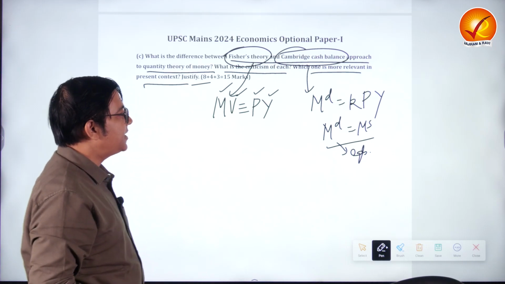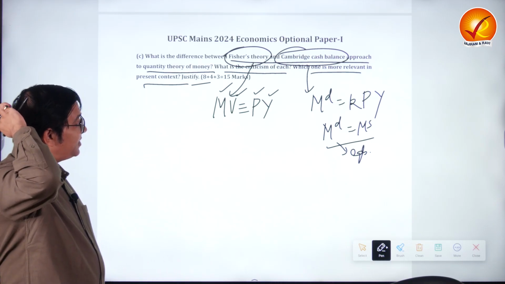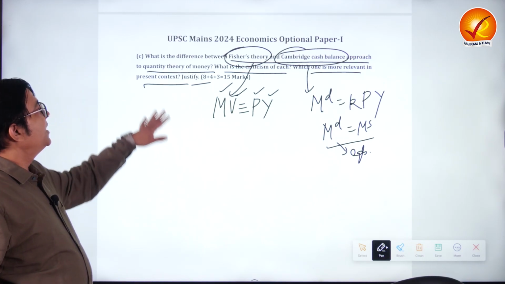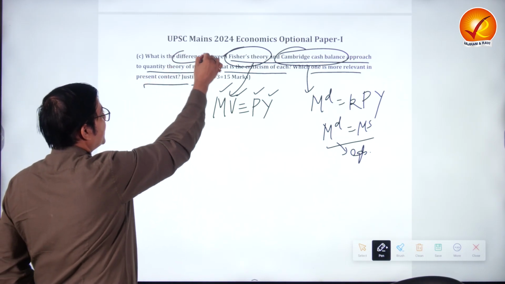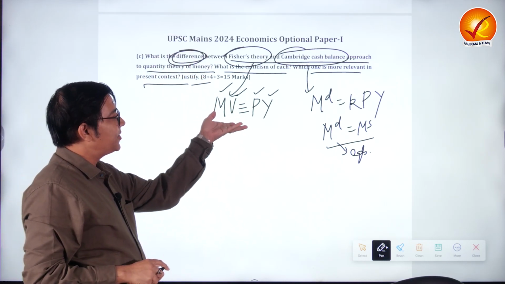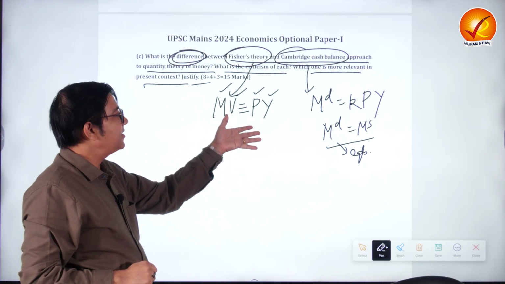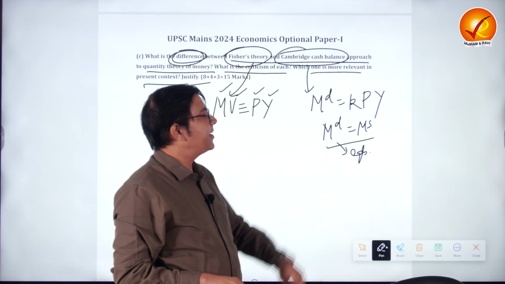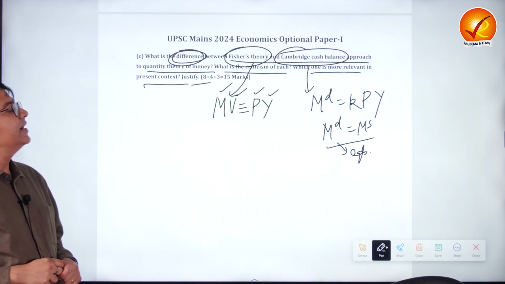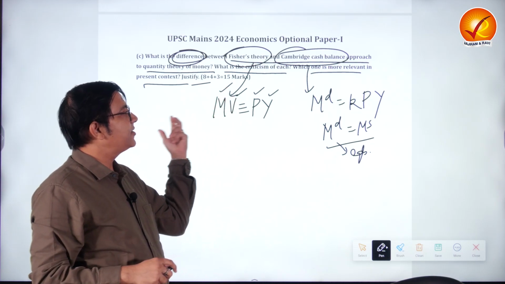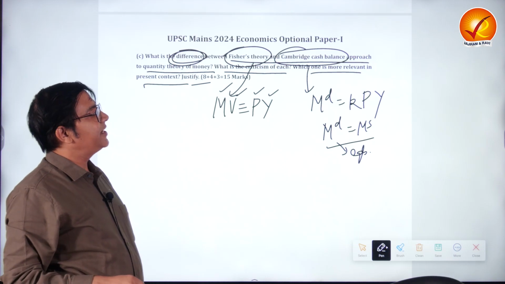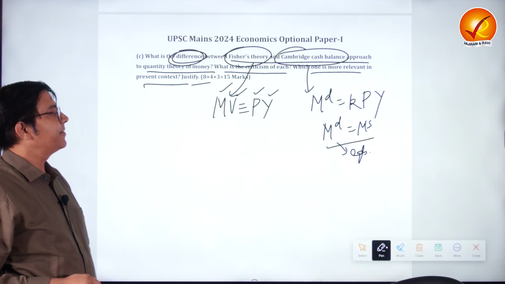But at the end of the day their conclusions are similar: higher money supply leads to higher prices. The question, however, was about the difference. So you can give differences like: Fisher's theory is more of a mechanical, mathematical equation, while the Cambridge cash balance is a money demand theory, more economic in its nature. Fisher's theory doesn't talk about money supply and demand separately, while the Cambridge equation talks about money demand and money supply separately.